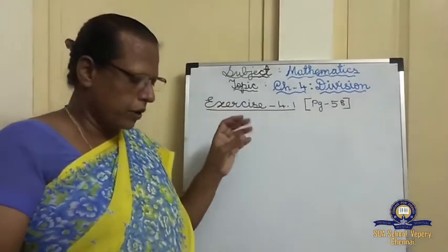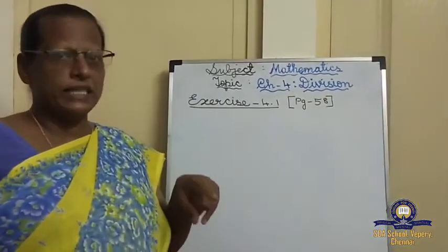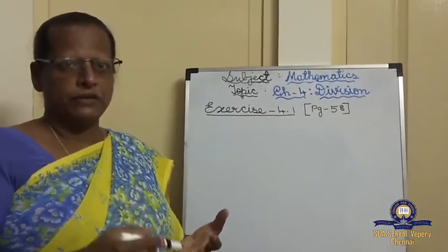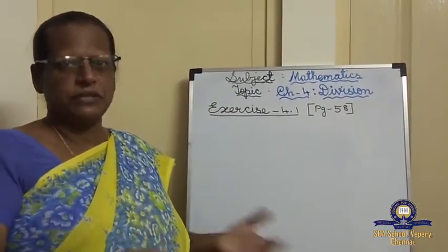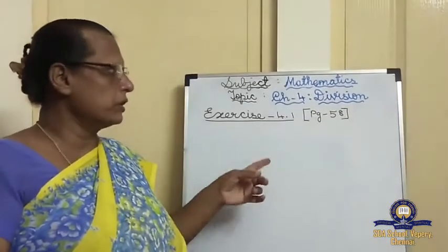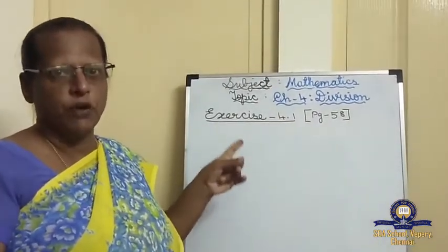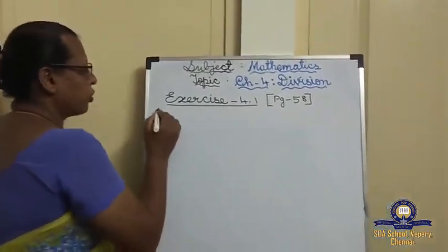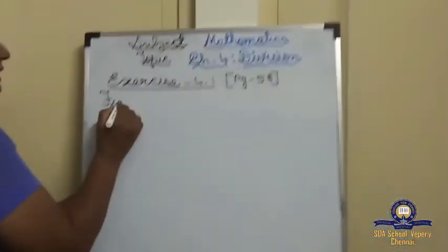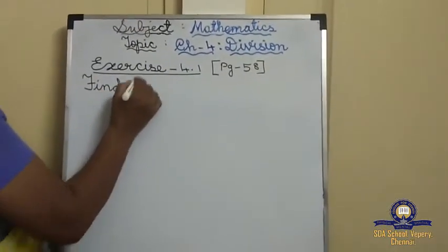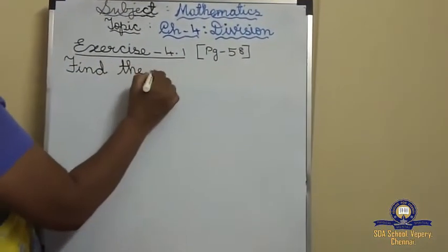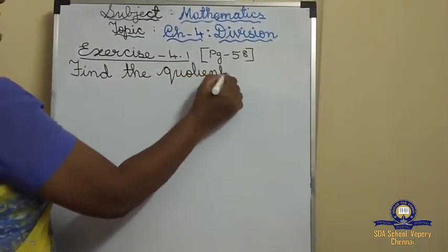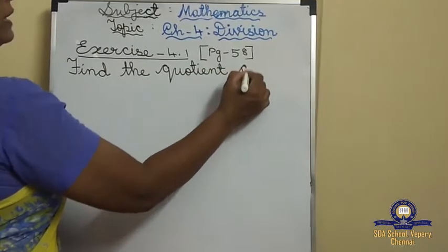Understood children? Okay. Yesterday we learned what is division, isn't it? Division means grouping, and division is sharing. Like that we learned. Today we are going to learn about the long division only. How we are going to do? Okay. First we have to write: find the quotient and the remainder.